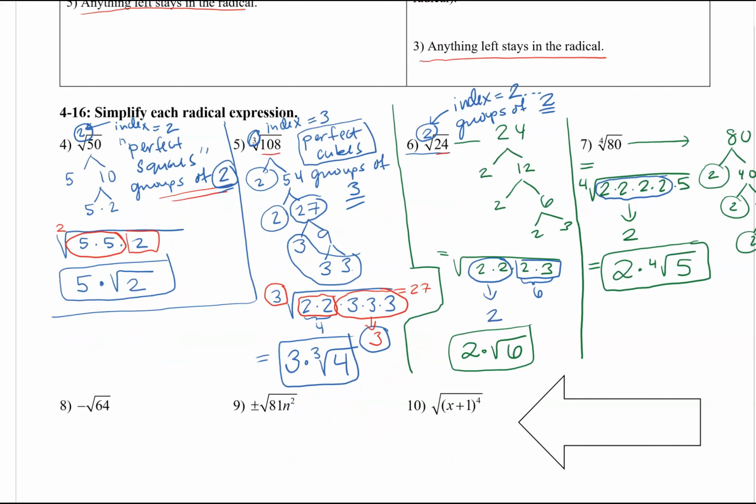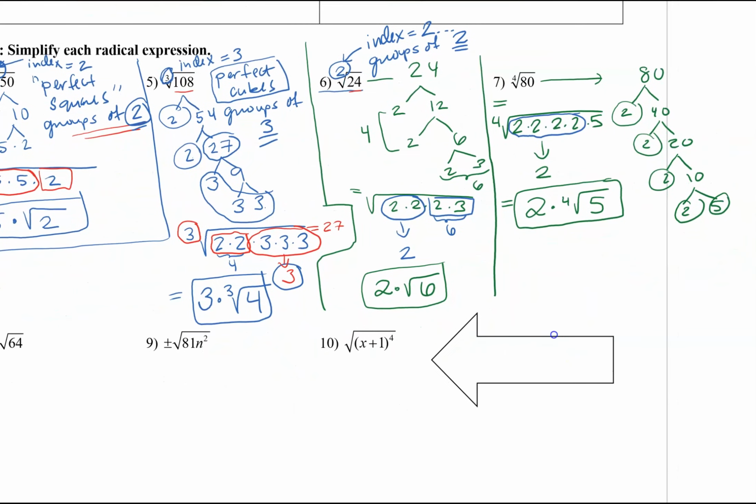All right, so for number 6, you should have gotten 2 on the outside of the square root times the square root of 6. This is because 24 can factor into 3 factors of 2 and 1 factor of 3. So though I have 3 factors of 2, I'm only looking for groups of 2 because the index was 2. Right? So I'm looking for square roots or perfect squares. So this right here would be my perfect square of 4. And then I'm left with a 6. And so the square root of 4 is 2. And then 6 doesn't have 2 identical factors. It has 2 different factors. So they just have to stay under the radical.